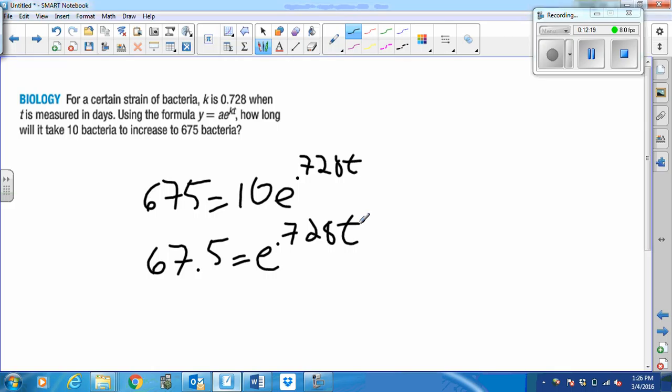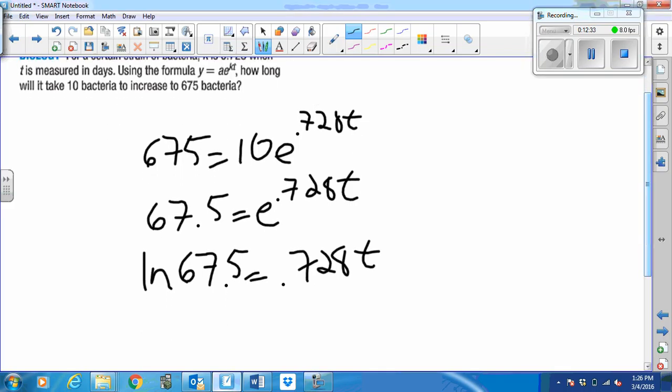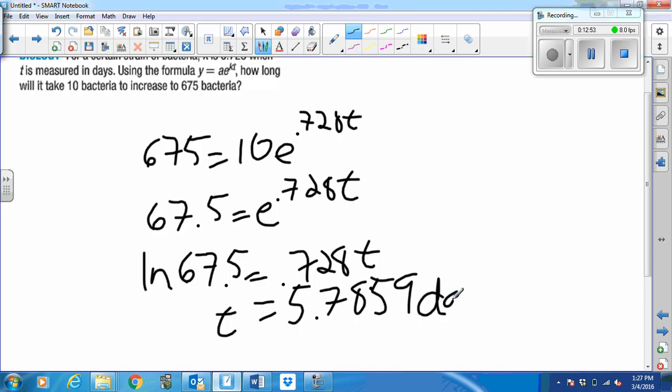0.728t. Now you're going to change it into logarithmic form. So you're going to get the natural log of 67.5 equals 0.728t. So the natural log of 67.5 divided by 0.728, we get that t is equal to 5.7859, and that's days. So again, you would give me that answer as a complete sentence.